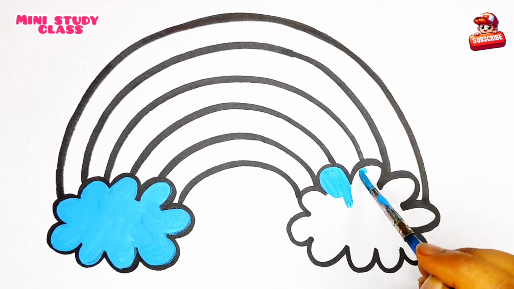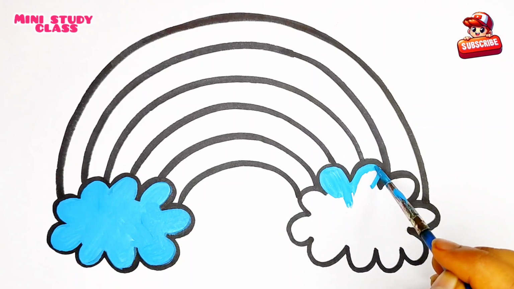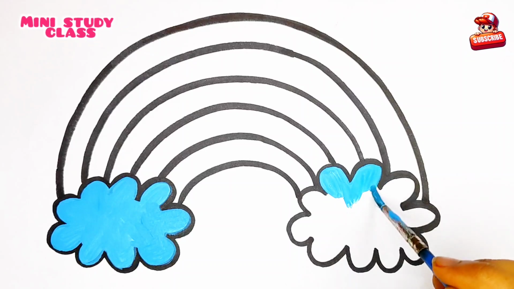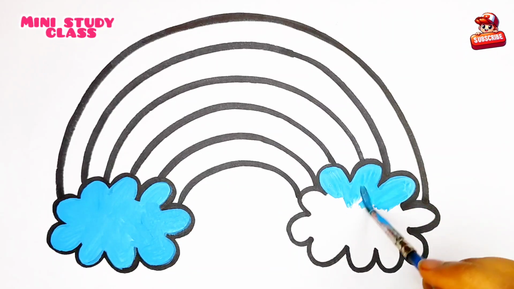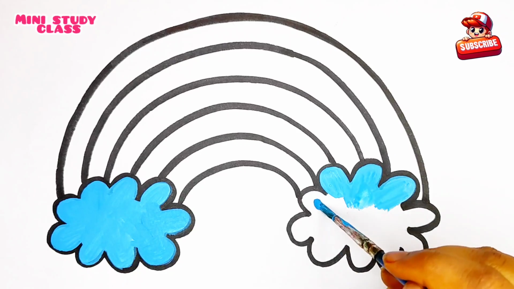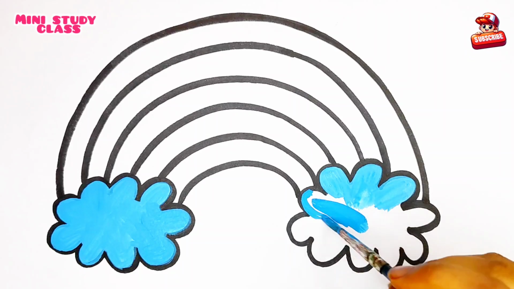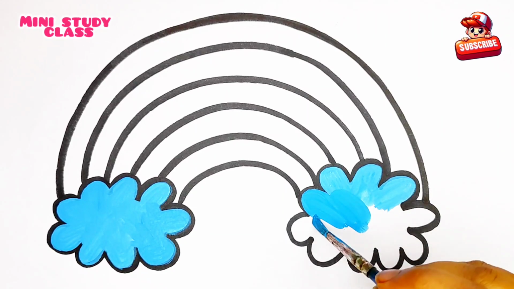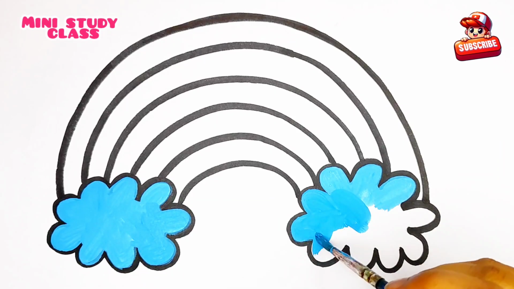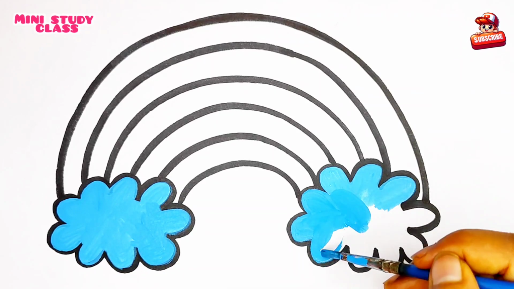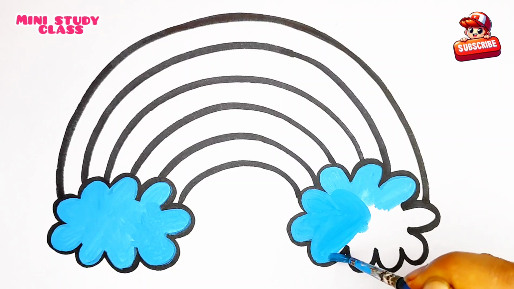Blue color. The colors of a rainbow are always in the same order. That order is red, orange, yellow, green, blue, indigo, and violet. You can remember the colors with the name Roy G. Biv.